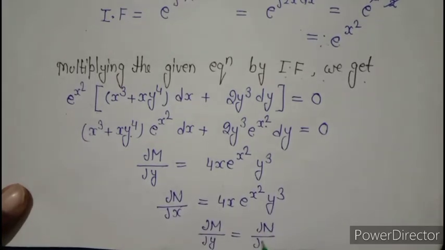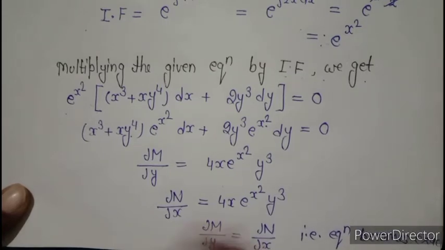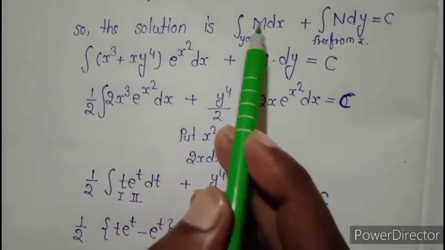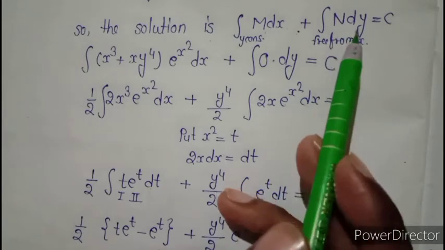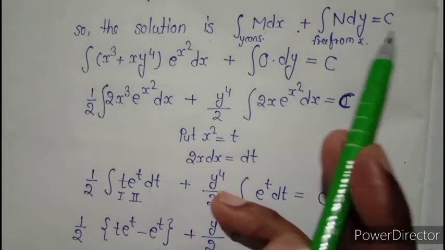So now I can apply the next method, that is the solution method. The equation becomes exact. So the solution is the integration of M dx, taking y as constant, plus the integration of those terms of N dy that are free from x. That is, we remove all those terms which contain x, and that is equal to the integrating constant.